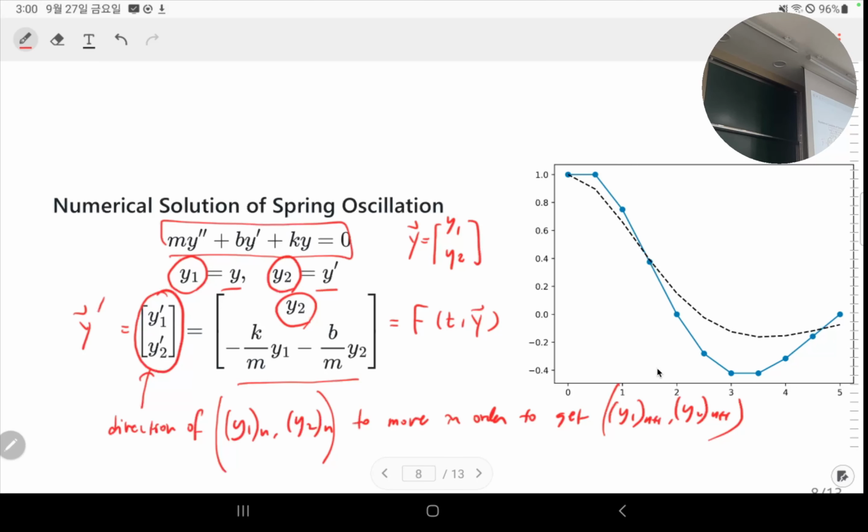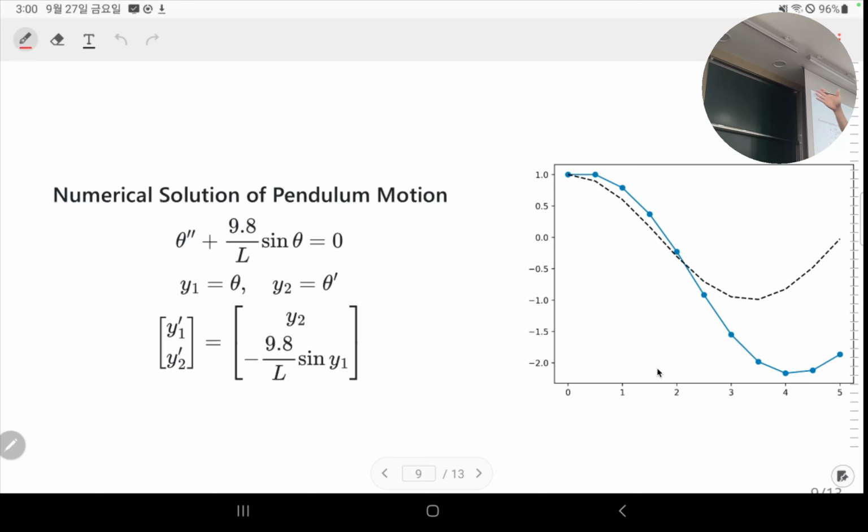So you can apply this to the same pendulum motion. Here I have theta as y1 and theta prime as y2. So the same thing applies here. And the picture you see here is the result of the Euler method and Runge-Kutta method. The Runge-Kutta method is way better. And Euler method is something that you shouldn't use here because the error is too big. You can see from the scale of y that this error cannot be accepted.